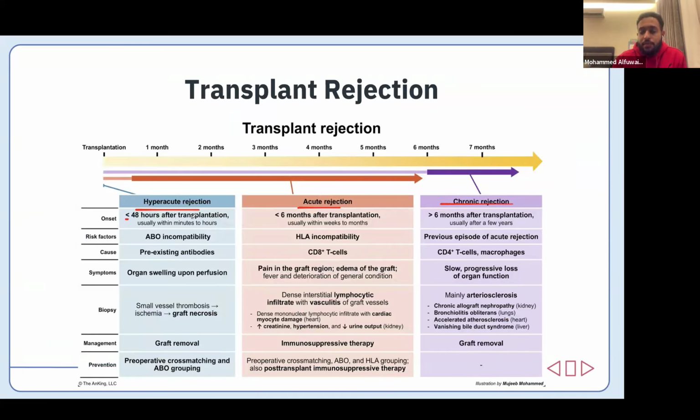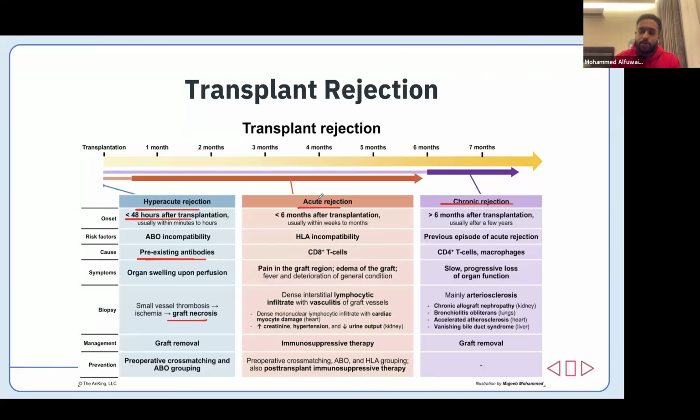Hyperacute is very rapid onset, and it's because of the patient already having antibodies against that tissue. When would this happen? For example, if you had ABO incompatibility in the mother and the fetus, there's some connection there. Or if you gave a blood transfusion from that same donor to the recipient, then you already have pre-existing antibodies to that tissue. So you will have a type 2 or type 3 hypersensitivity reaction. It's a very acute, hyperacute reaction that causes graft necrosis.